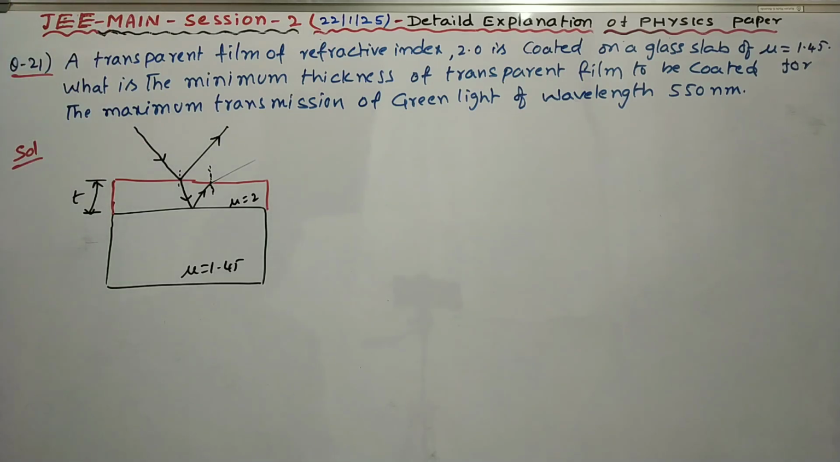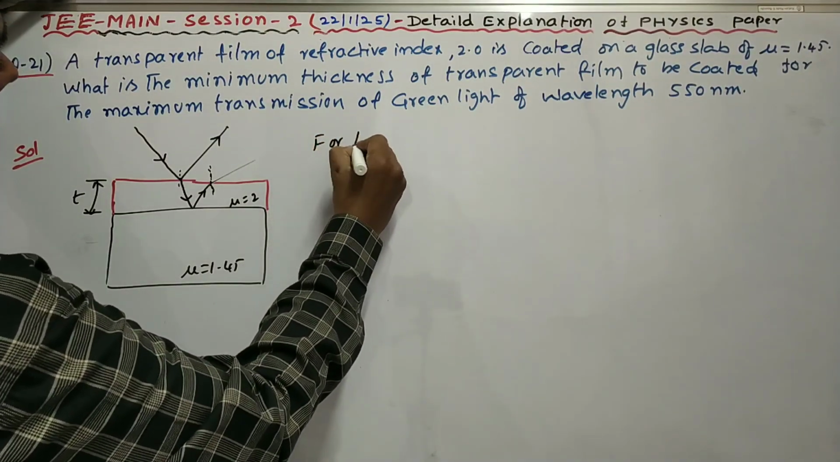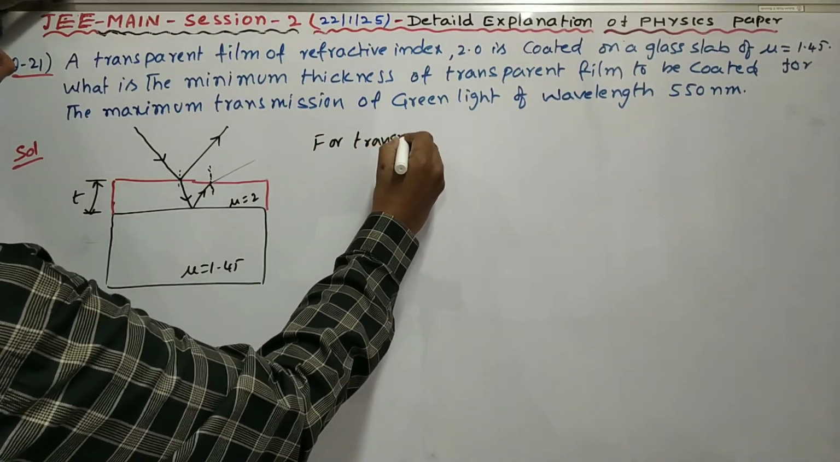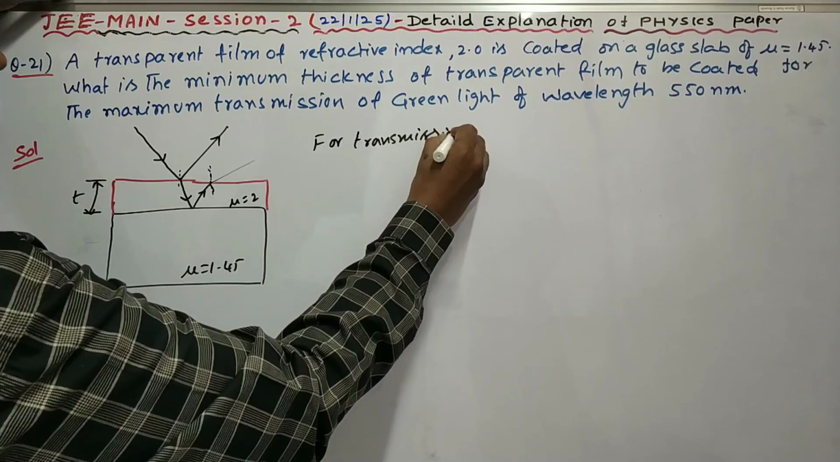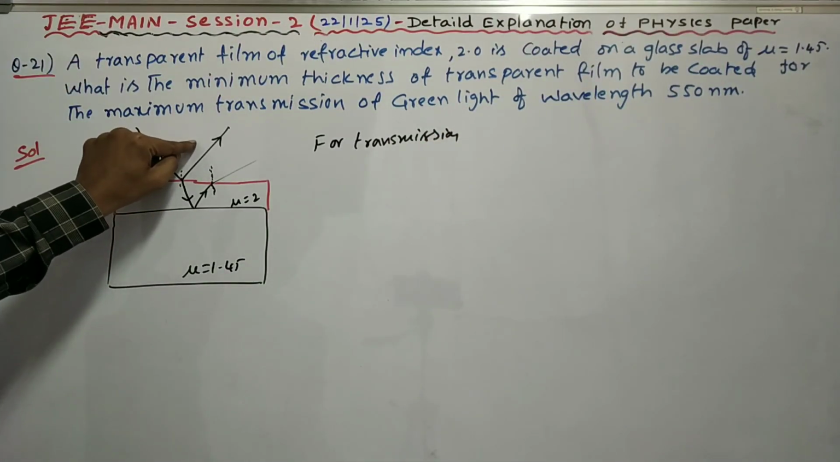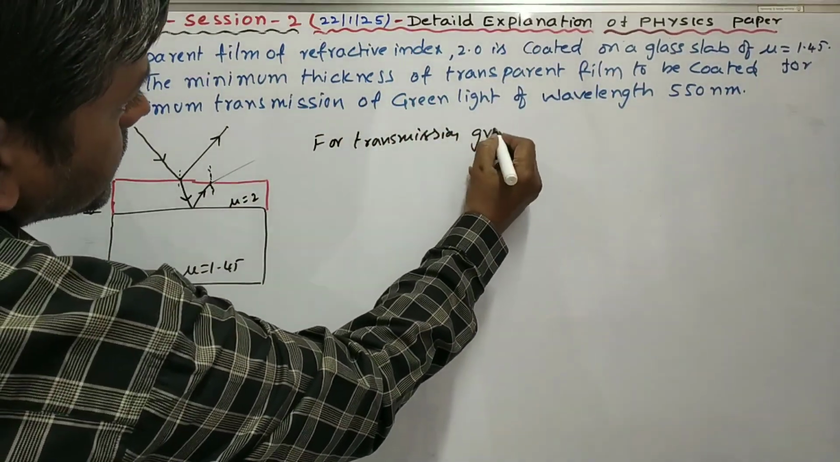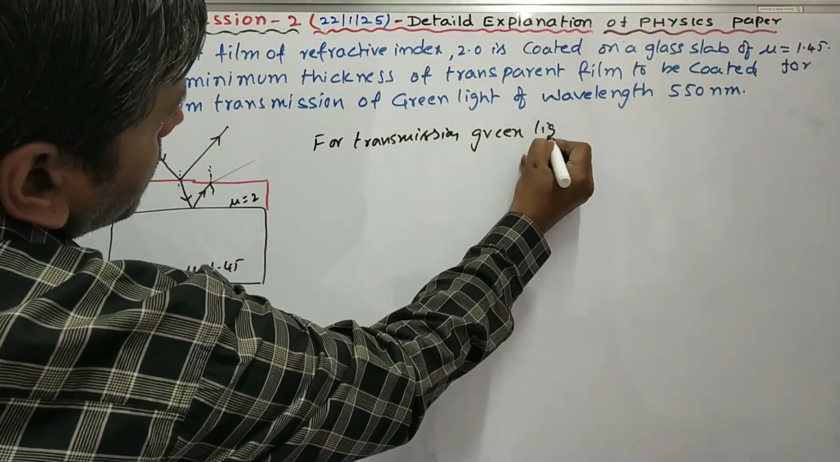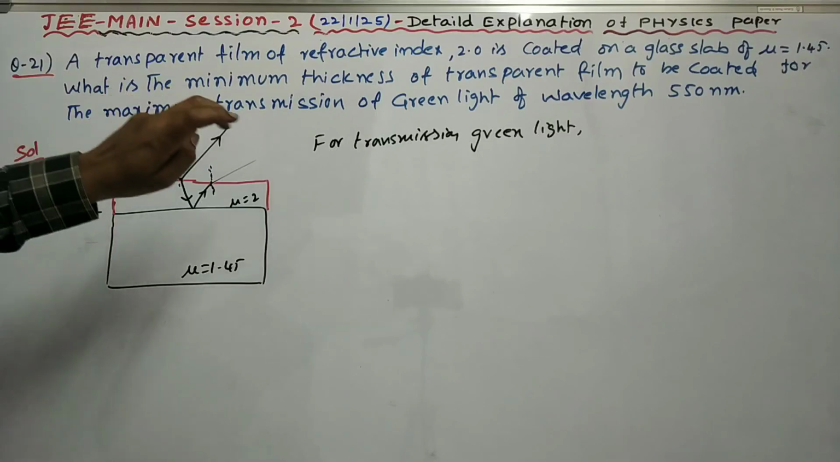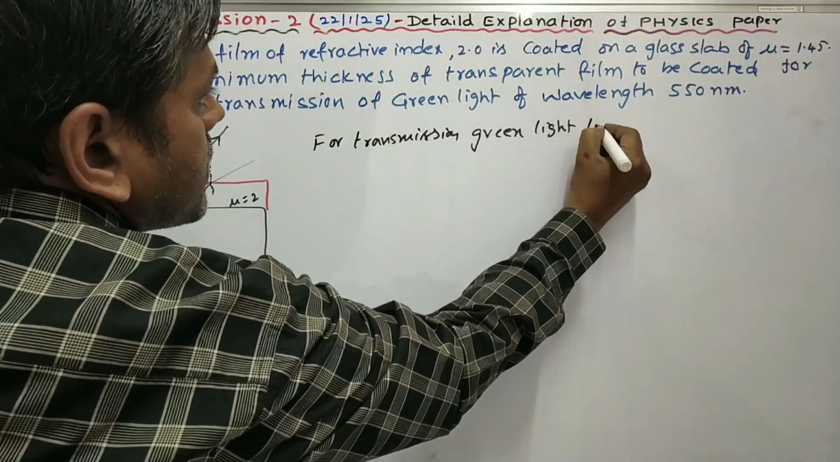What does that mean? For transmission, this is the transmission, this is the reflection. For transmission, what kind of light is given? Green light. For transmission of green light, what happens? It becomes maximum.